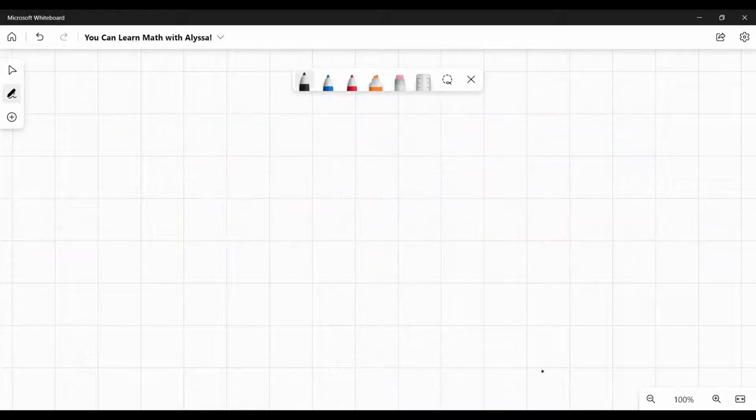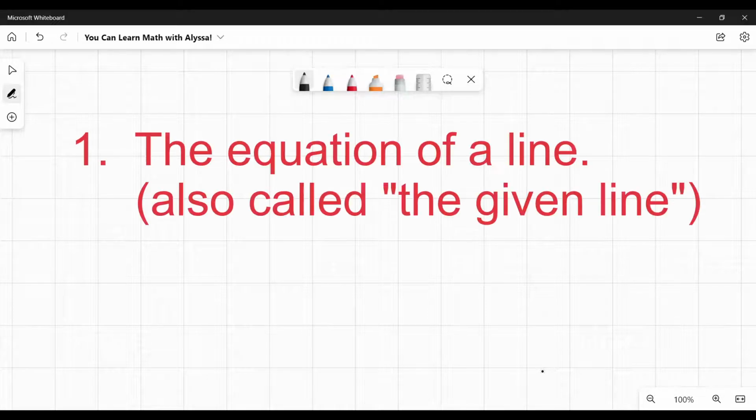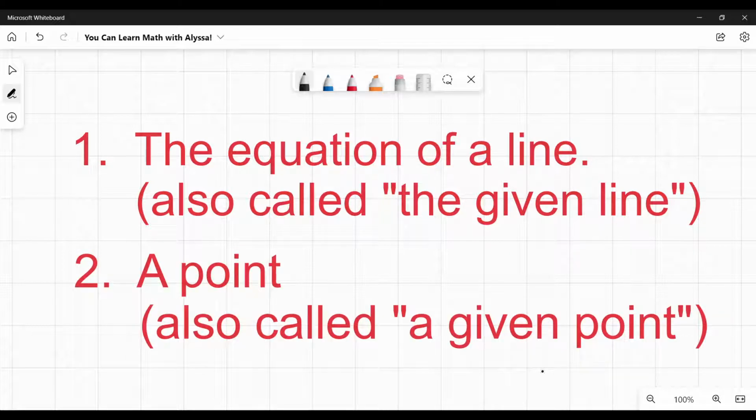Right, so what are these problems going to look like? They're going to give you two things. One, they're going to give you the equation of a line. Two, they're going to give you a point, and they will specify whether they want you to make the equation of a line parallel or perpendicular to the given line through the given point.